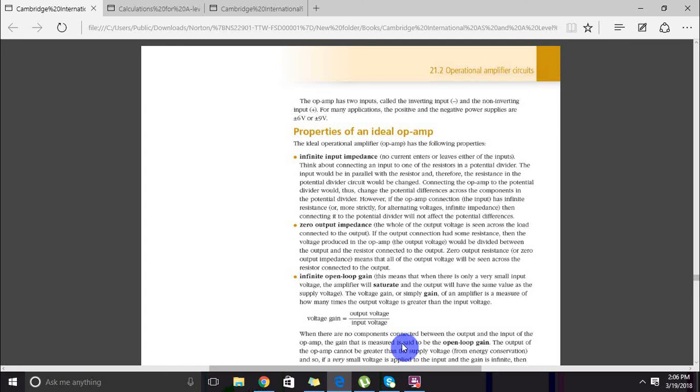The amplifier will saturate, put this in commas, and the output will have the same value as the supply voltage. So thinking about the maximum output being limited by the supply voltage is really important.